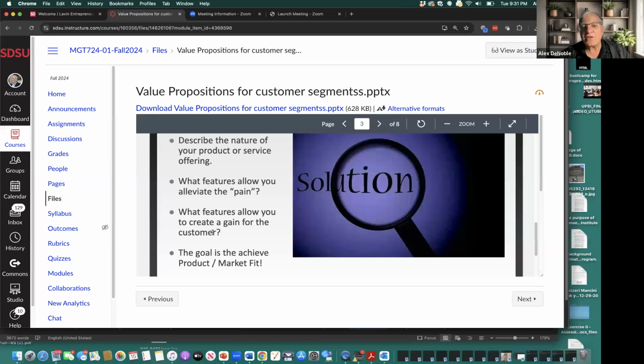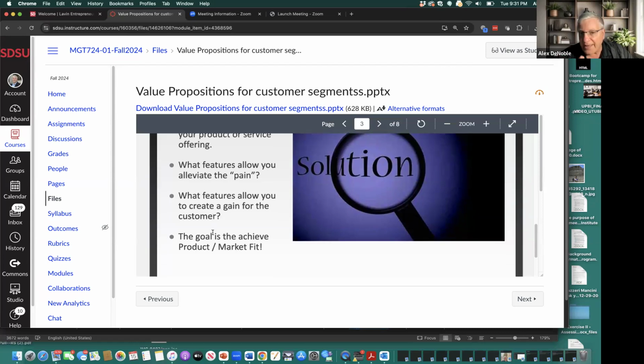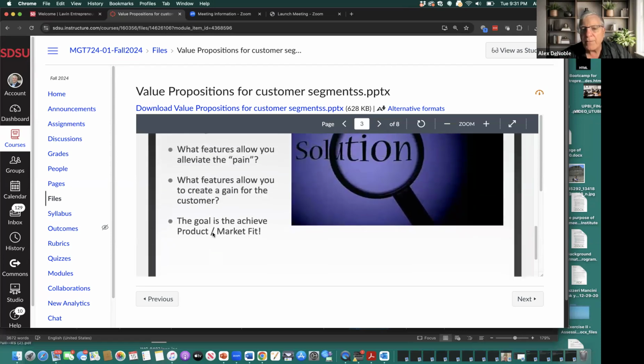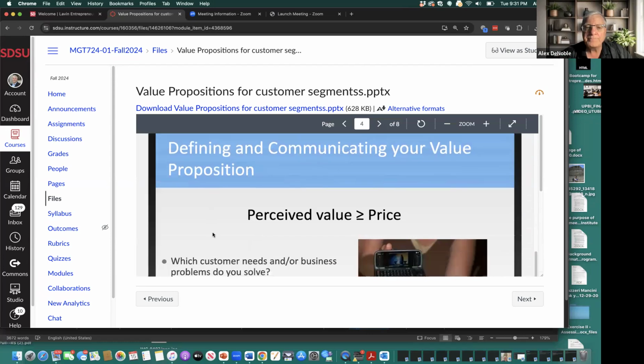If you understand your customer's needs and what's preventing them from addressing those needs, the pain and the gain that they would get through interacting with your company, then design your product or service around that. And this is what we're talking about with respect to achieving product market fit.